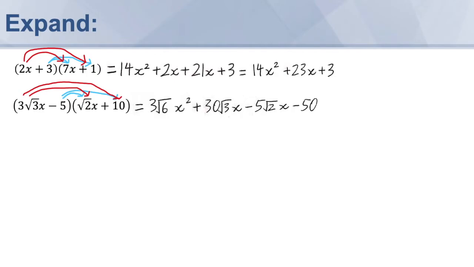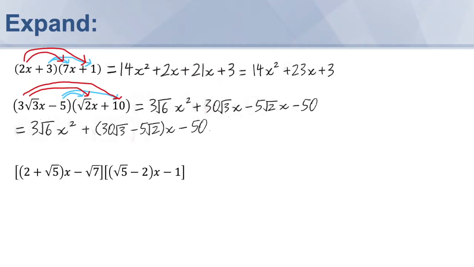Now we add these together as shown on the screen here. Well, we can't really do much except factor them, because none of these numbers are able to subtract successfully. But anyhow, our answer is 3 times root 6x squared plus, in brackets, 30 times root 3 minus 5 times root 2, close bracket, times x, and then minus 50. Okay guys, hang tight, we have one more harder one now.